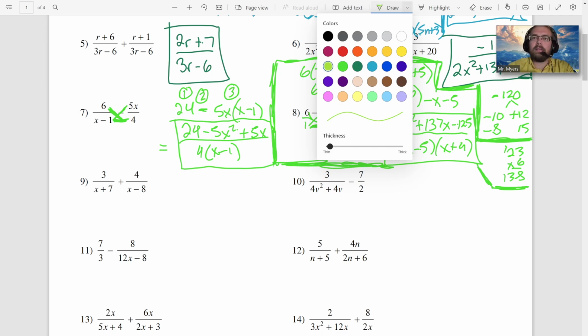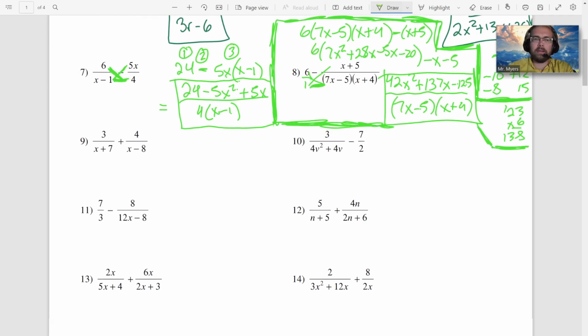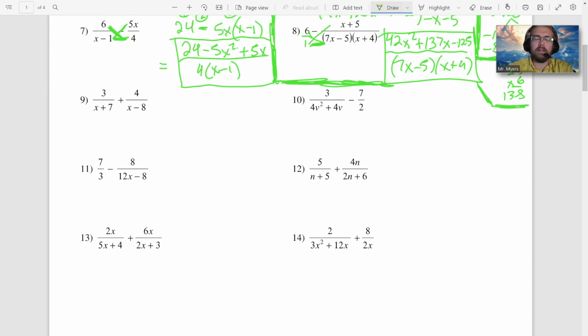All right, moving on. Hopefully they're not all that crazy. Hopefully they're at least a little bit less intense. A little bit less intense would be nice.